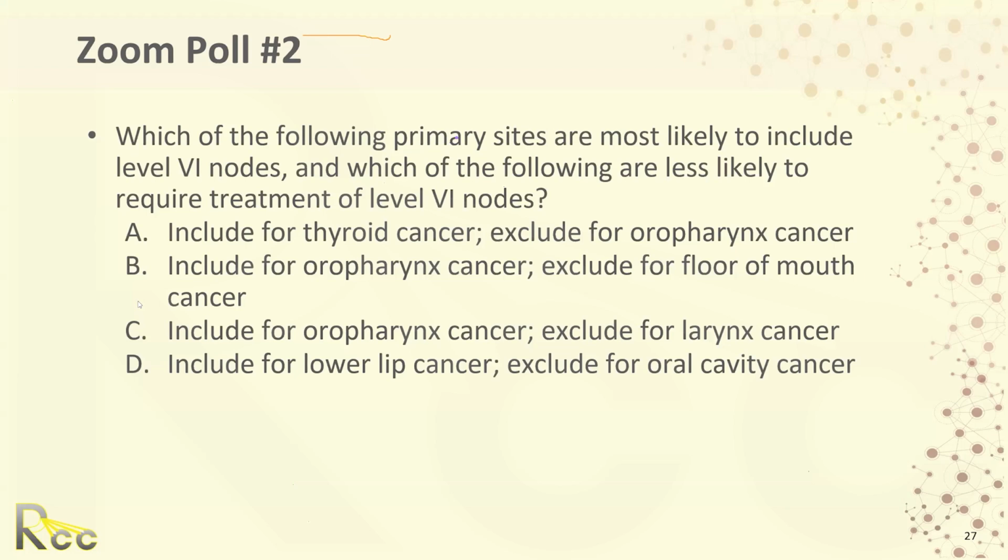That one probably is, and I see that was the second most common. That one's actually sort of right too, but there are these, again, floor of mouth, which is an oral cavity subsite, and tip of tongue would technically have level 6 drainage as well. So that option D was a bit tricky because that one was mostly right.